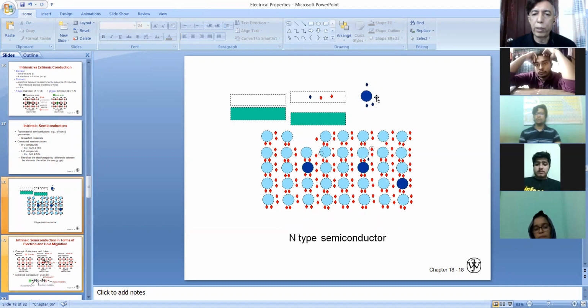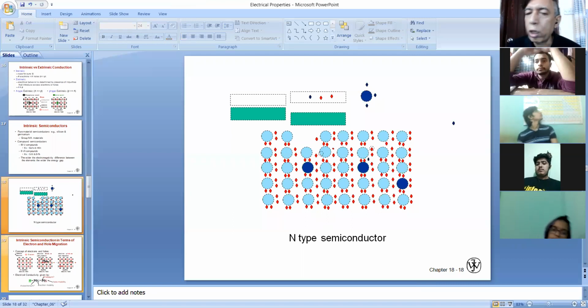the structure of +3? We will find 3 electrons in the outermost orbit. For example, it is aluminum. So you will find 3 electrons in the outermost orbit, not 4 electrons.